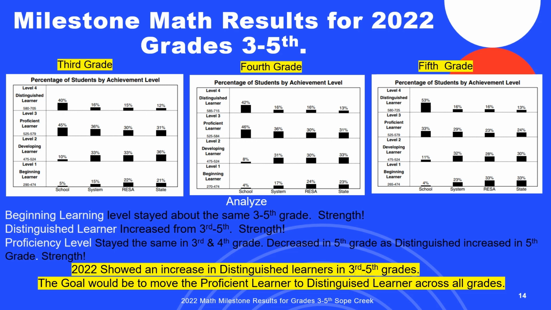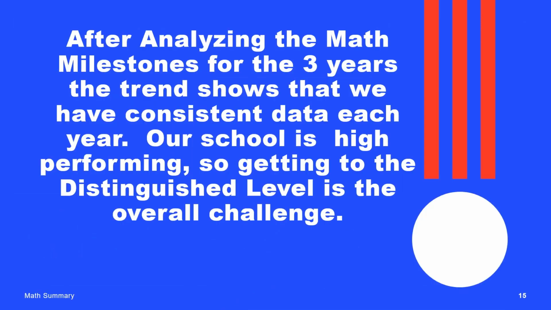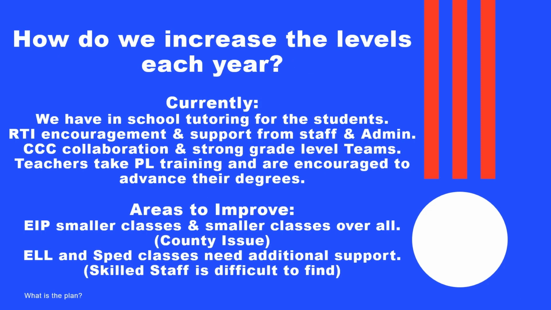So the 2022 results showed an increase in distinguished learners in 3rd through 5th grades. The goal would be to move the proficient learner to distinguished learner across all grades, which is our overall school goal. After analyzing the math milestones for the 3 years, the trend shows that we have consistent data each year. Our school is high performing, so getting to the distinguished level is the overall challenge, as we have seen.